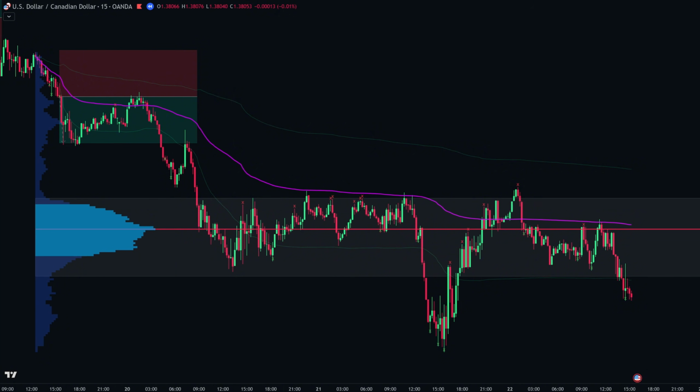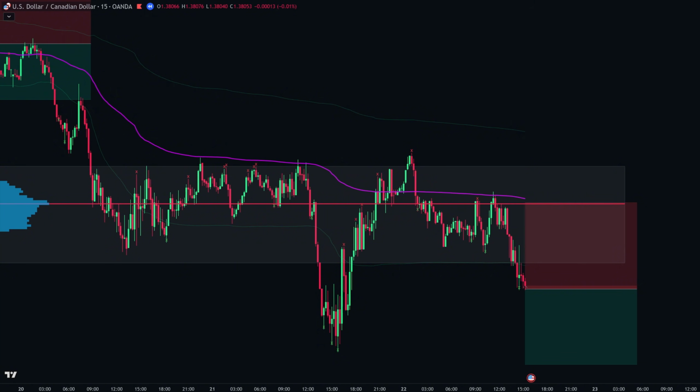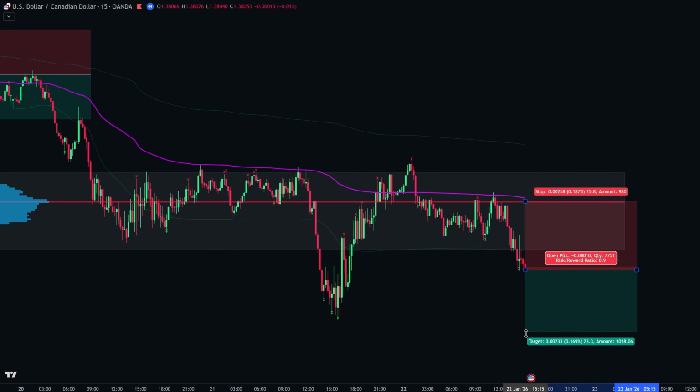At this point, we can consider this a valid sell trade. If we enter a short position at the close of this breakout candle, we place our stop loss at the point of interest, which in this case is around the VWAP level. For our take profit, we target a 1-to-1 risk-to-reward ratio.